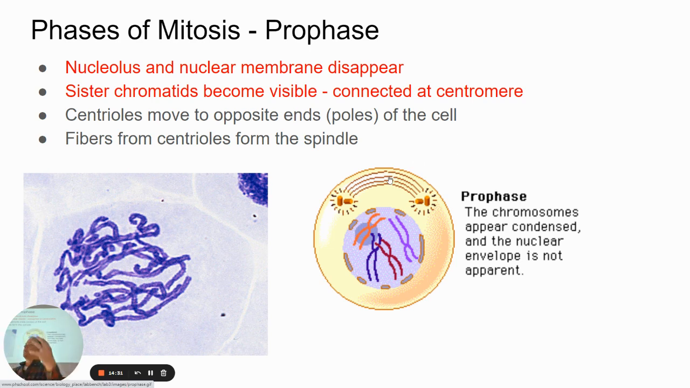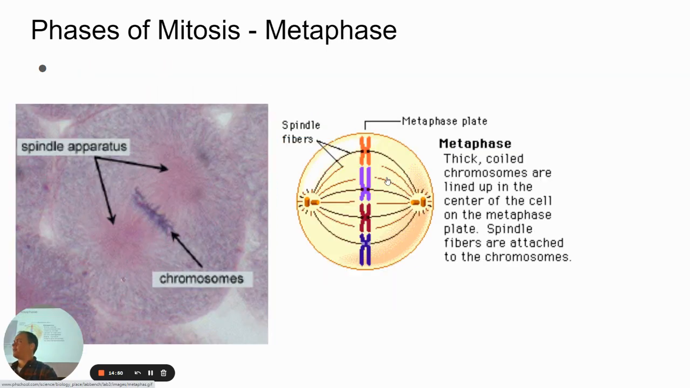And these fibers start to form. They're called spindle fibers. They look like strings that are starting to stretch across the cell. So the chromosomes now are ready, and the cell is able to move on to the next phase called metaphase.